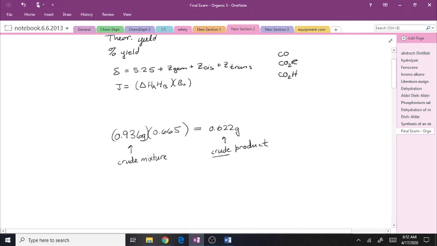And likewise, you would need to be able to do a crude percent yield, but again, you simply take this value, which is the actual yield of product, and you would divide that by theoretical. You did this for the optimization experiment, and you should be able to do these kinds of calculations for the final exam as well.